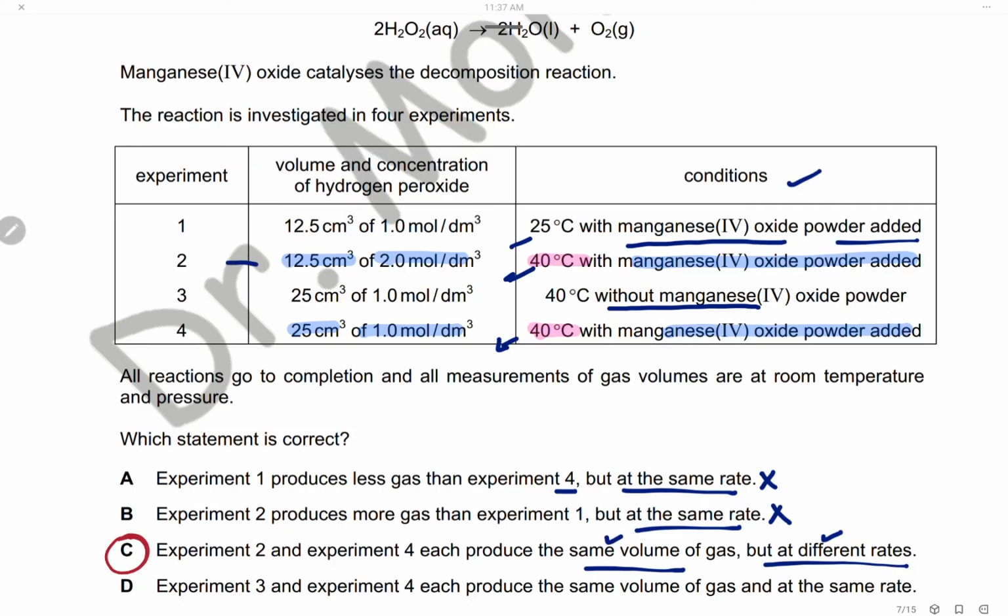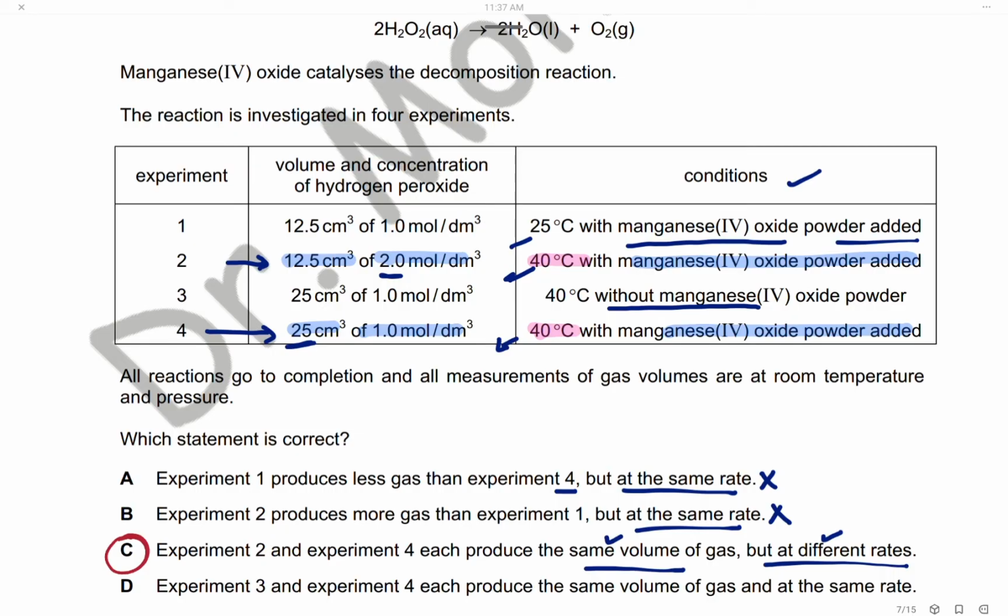If we add 12.5 centimeter cube water to the solution in experiment 2, the total volume will be 25 centimeter cube and the concentration will be 1 mole per decimeter cube. So the solution can be diluted with water to have the same total amount as experiment 4. So finally they will produce the same volume of oxygen gas, but because solution 2 is more concentrated, it will have a higher rate.